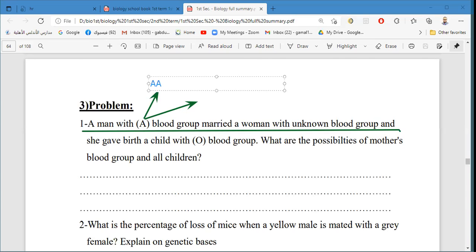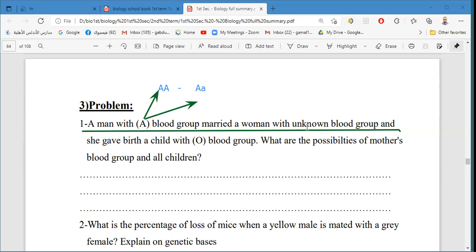Can be A capital, or it can be what? A capital, O small. You know, the blood group A has two genotypes. It may be pure and it may be hybrid. Maybe A capital A capital, and also it can be A capital, A small.